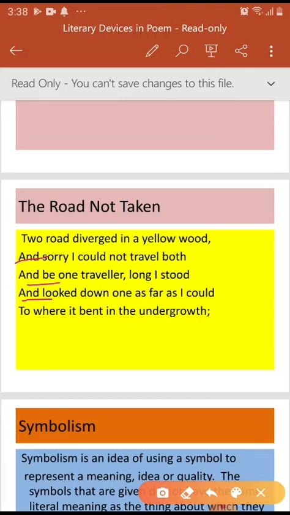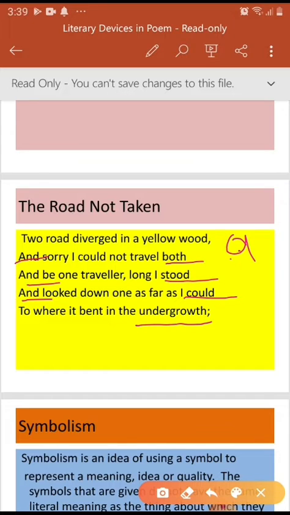Now let's talk about the rhyming scheme. Rhyming scheme is also a new word for you. No problem. Life is full of challenges, children, and we have to face challenges. So here, let's move on to the poem. Wood is given over here. Wood is rhyming with stood and could, and both is rhyming with undergrowth.